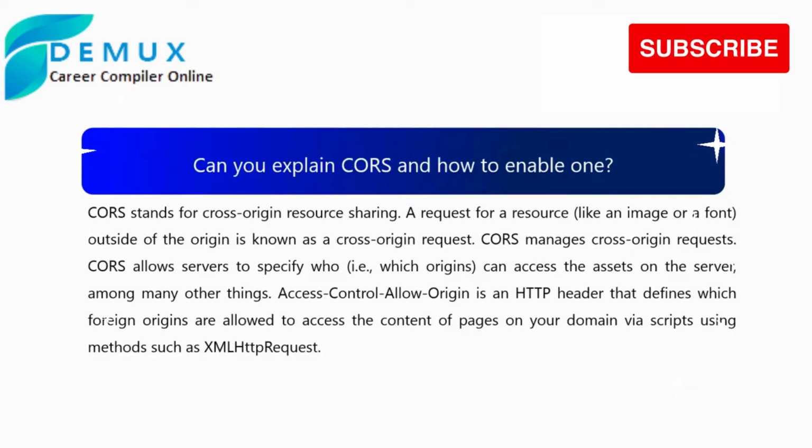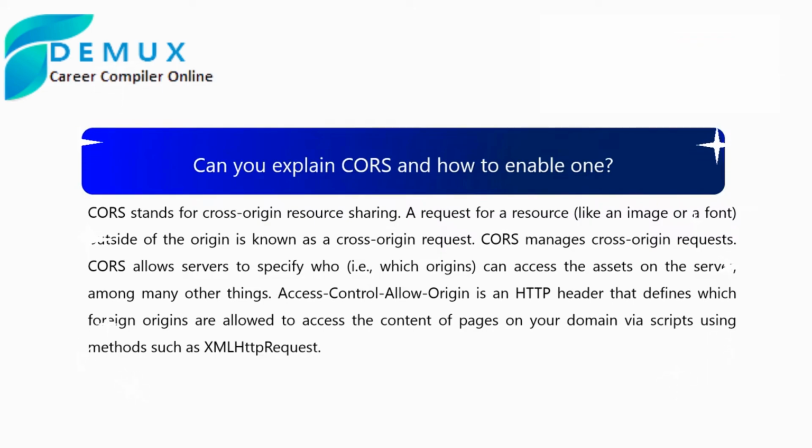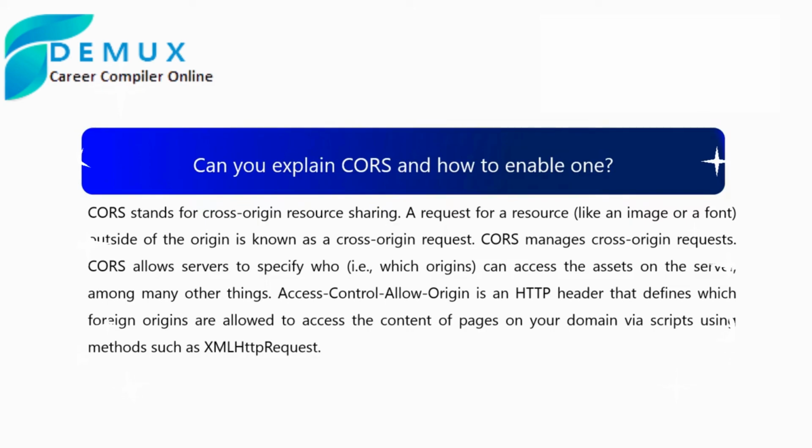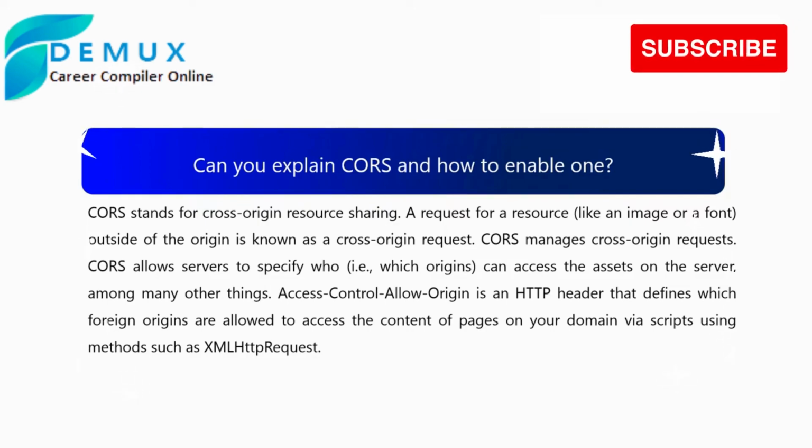Can you explain CORS and how to enable it? CORS stands for Cross-Origin Resource Sharing. A request for a resource, like an image or a font, outside of the origin is known as a cross-origin request. CORS manages cross-origin requests. CORS allows servers to specify who, i.e., which origins, can access the assets on the server, among many other things. Access-Control-Allow-Origin is an HTTP header that defines which foreign origins are allowed to access the content of pages on your domain via scripts using methods such as XMLHttpRequest.